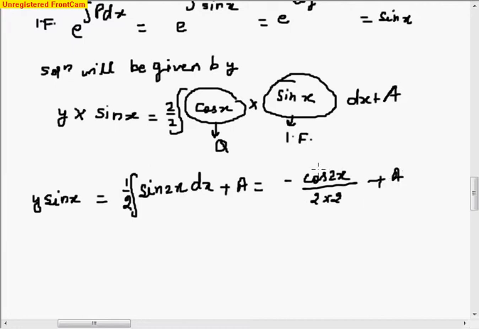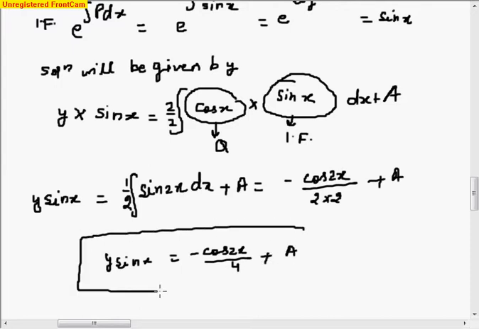So your solution is y into sin x is equal to minus cos 2x upon 4 plus a. This is your solution. You can take sin x to that side also. It's up to you. Okay, we can try some more questions.